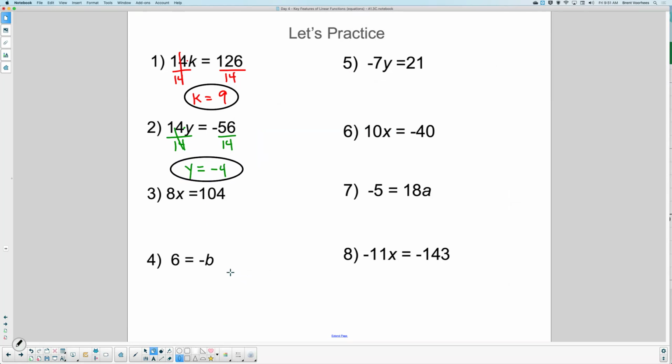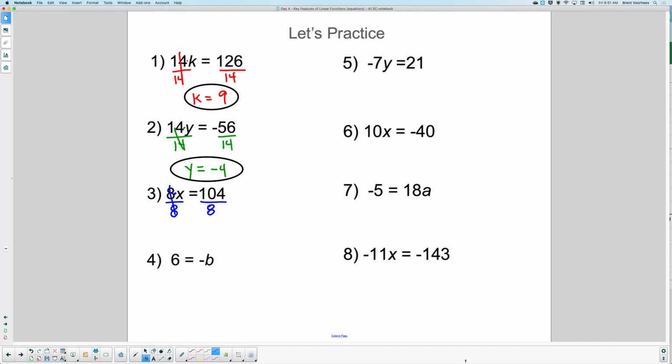8x equals 104. Edgar, what's the algebraic letter that we're solving for? X. We got to get x by itself. X is next to 8. What's the 8 doing to the x? Is it adding, subtracting, multiplying, or dividing? It's multiplying, so we have to do the opposite. What's the opposite of multiplication? Division. We need to divide both sides by 8.